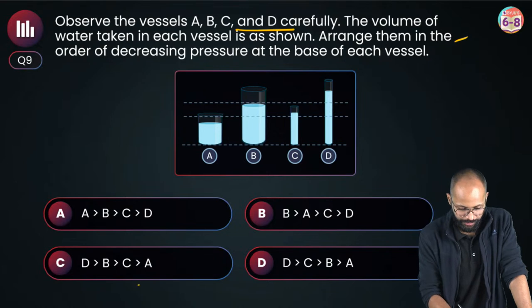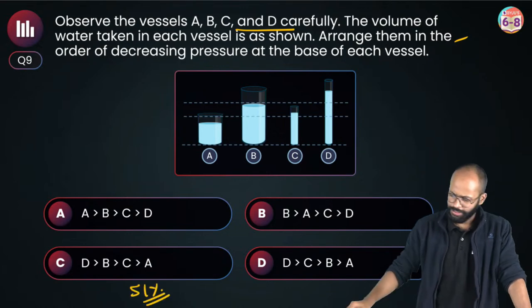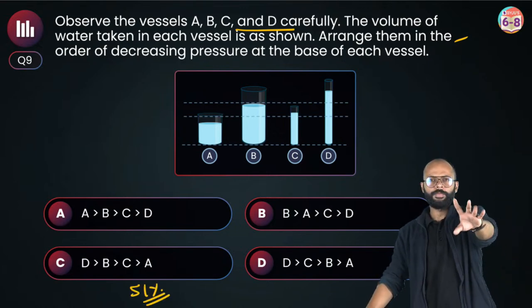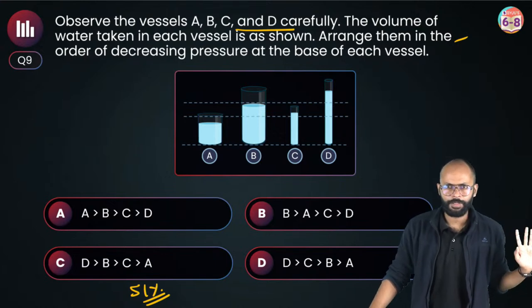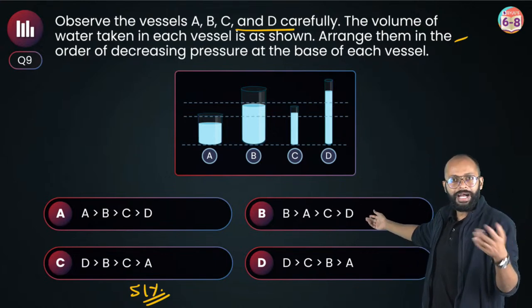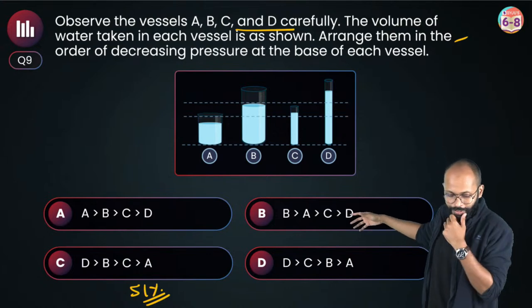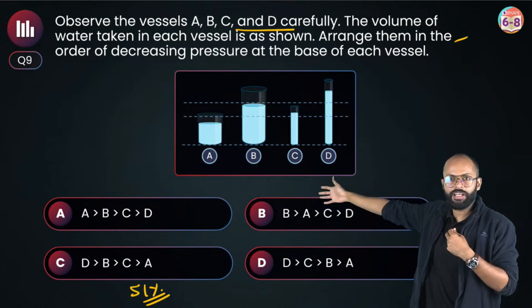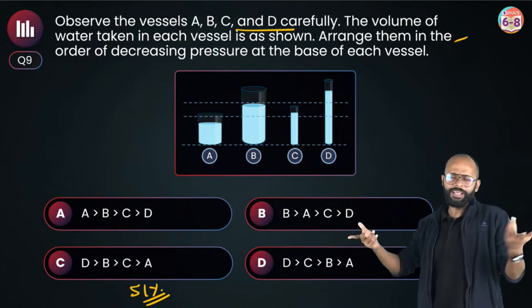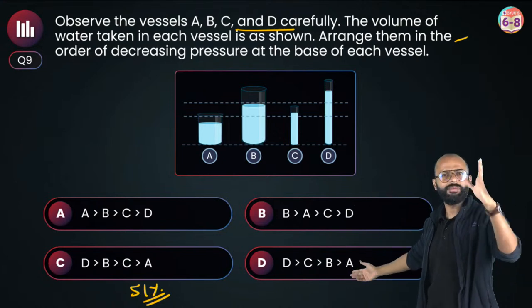C is 51%. Very good. Look, the liquid is the same, meaning the density is the same. Gravity, I have to assume the same. It's not that option D was on Mars, option C on Earth, and option B on Venus. No, no. Everything has to be on Earth, so g remains the same.